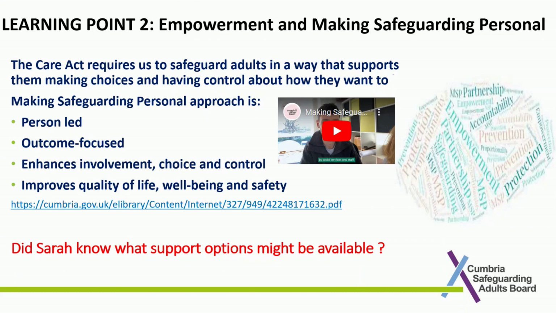So engaging adults who may be resistant to support needs to be approached with sensitivity and creativity in reaching out. Agencies need to be attuned to hearing concerns from families and carers and demonstrate flexibility in how referrals are made, in ensuring that families and carers are kept involved and informed of the responses to their concerns. So the question was, did Sarah even know what support options might be available to her?